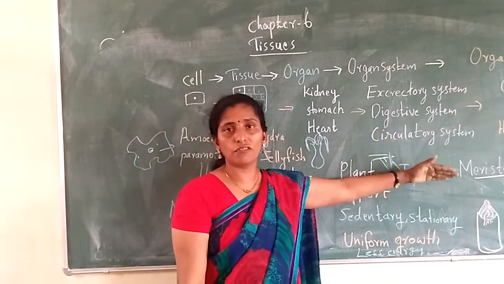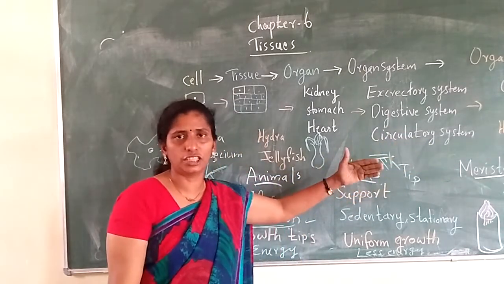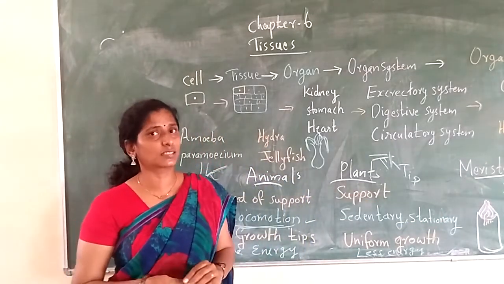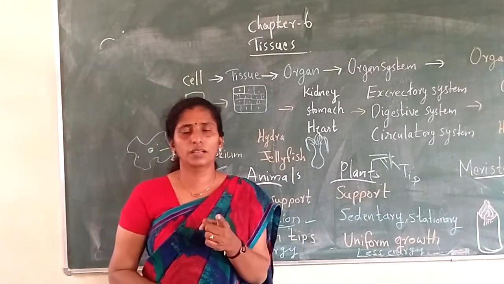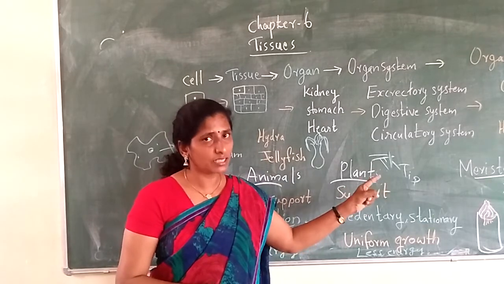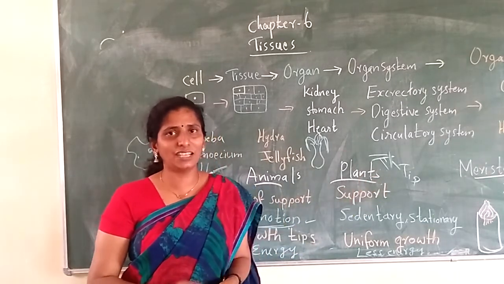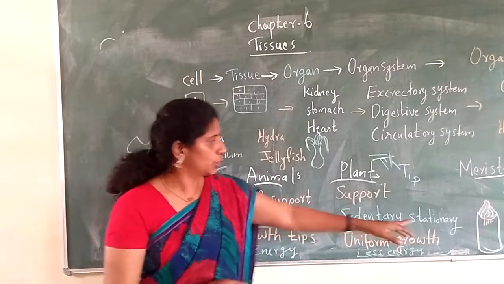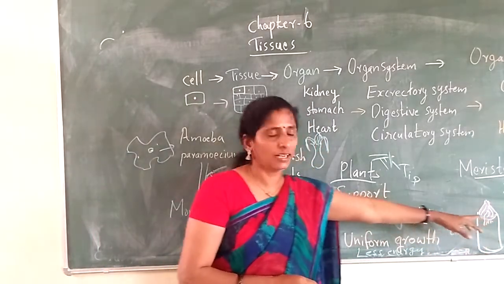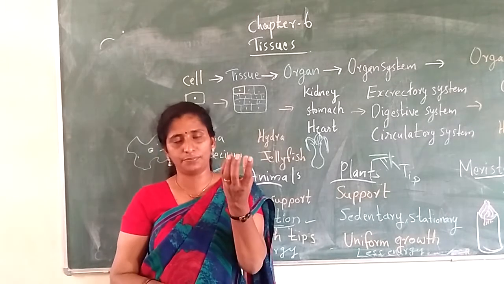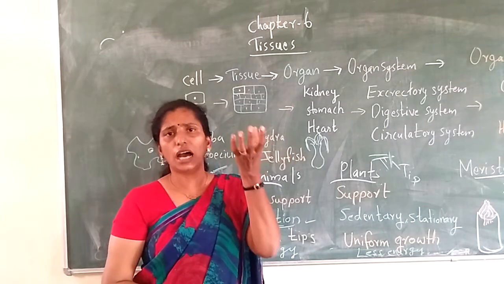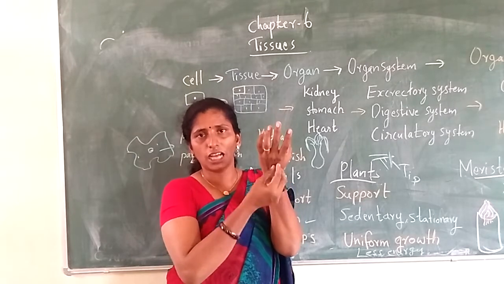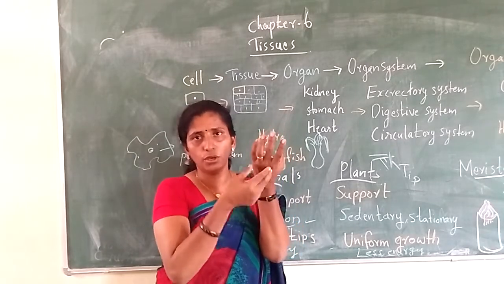So the growth of plants is mainly because of what tissue? Meristematic tissue. Next class we are going to discuss more details about meristematic tissues, and for that there is one small experiment in the textbook. You have to take two beakers and keep onions in them. After 3 to 4 days, you can see the roots start to grow.